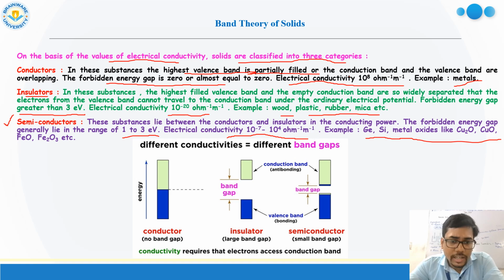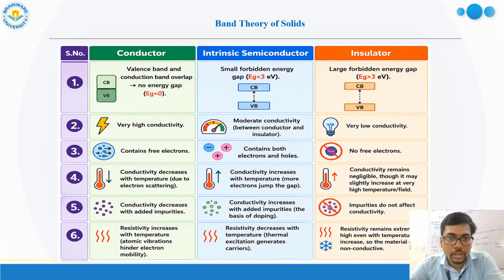So there is a pictorial representation. In the case of a conductor, actually there is no forbidden gap. In the case of an insulator, there is a large forbidden gap, and in the case of a semiconductor, a small forbidden gap. Okay. Now there is some difference between the conductor, the semiconductor, and the insulator. And what an intrinsic semiconductor is, I will discuss later. So obviously I have already told you, in this case the energy gap is 0, in this case the energy gap is less than 3 electron volt, in this case greater than 3 electron volt. It is very high electrical conductivity, it is moderate, and it is very low conductivity. And there are some other points that are presented here.